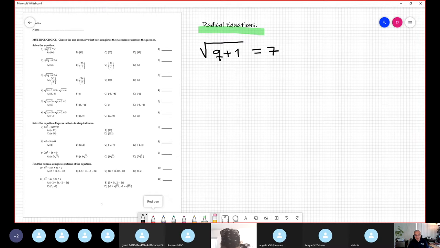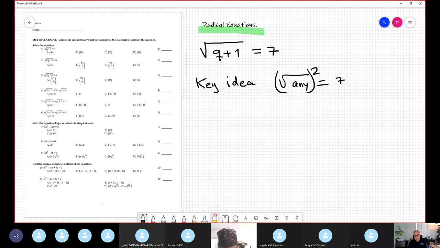What is the key idea for radical equations? Well, you have a square root of any expression equal to, for example, one number, 7. In order to eliminate the radical, first you isolate the radical, and secondly, you square. The square root and the square power cancel out each other, and the answer is the expression equals 7 squared, 49. You solve that equation, which is easier than the original because this equation does not contain a radical.